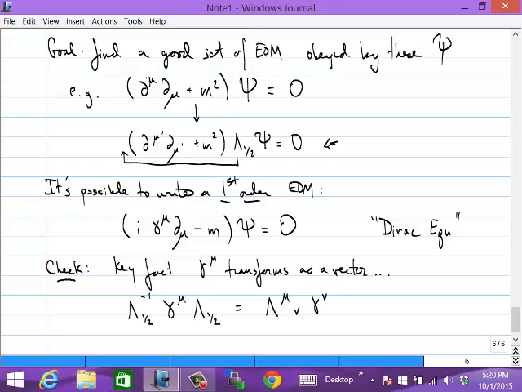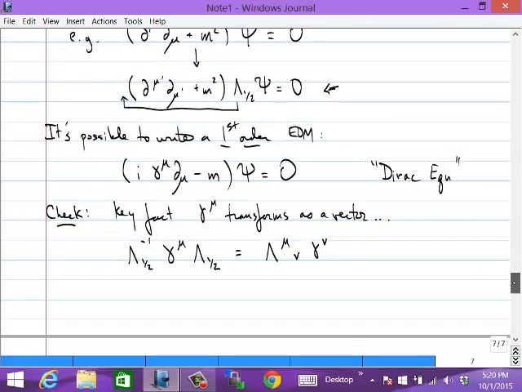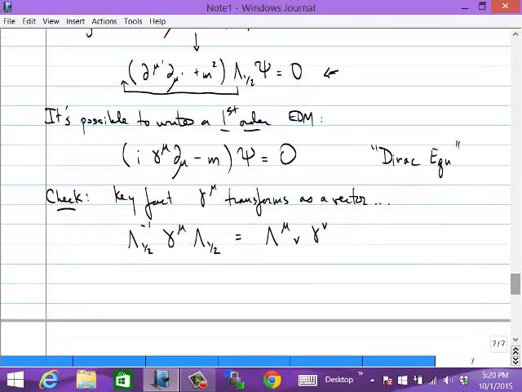So in particular, if you do the coordinate transformation where x^mu goes to lambda^mu_nu x^nu, and then you write down the corresponding matrix lambda to the 1/2 that tells you how spinors transform, and you conjugate gamma^mu by that matrix, you get lambda^mu_nu gamma^nu. So roughly speaking, what that's telling us is that you can treat the mu index of gamma just like a vector index, which is a good thing. Otherwise, it would have been silly of me to name it mu. Right?